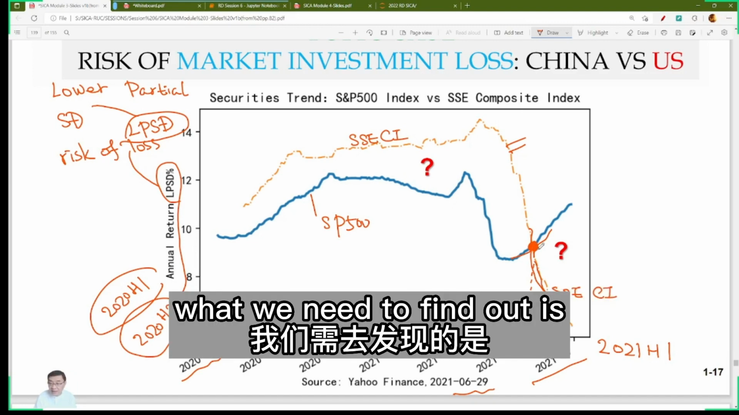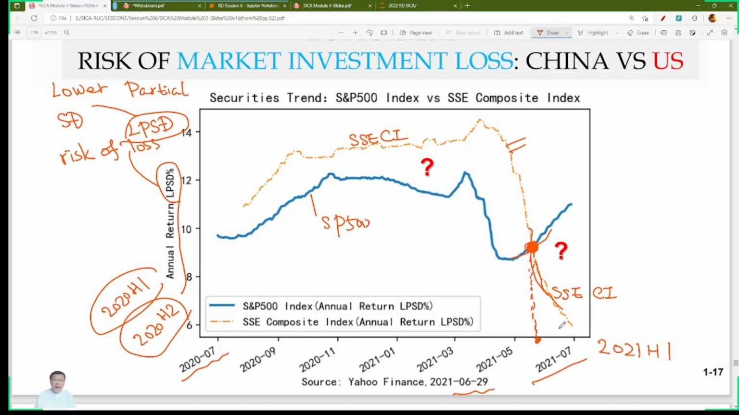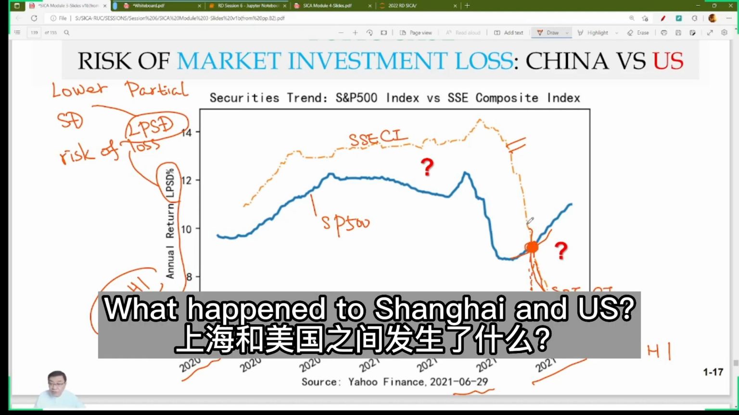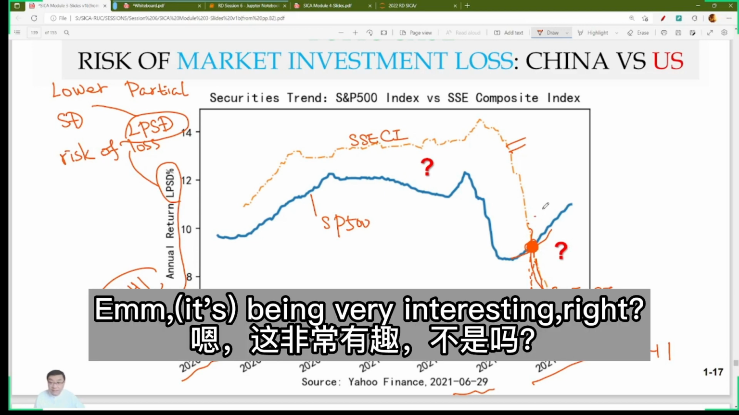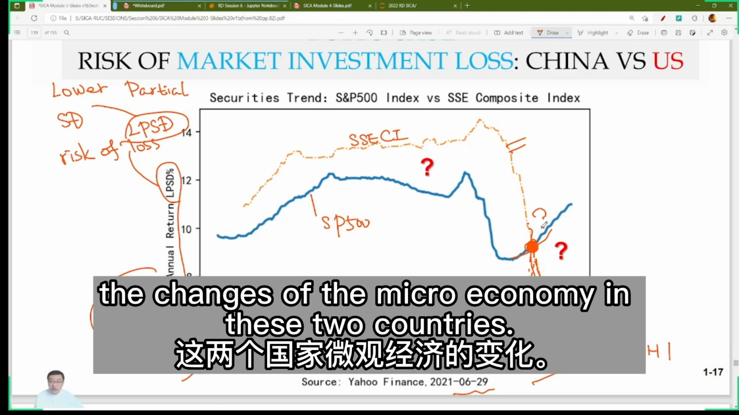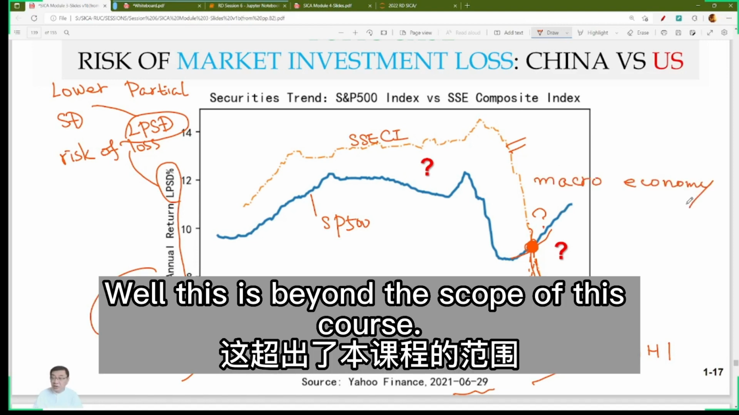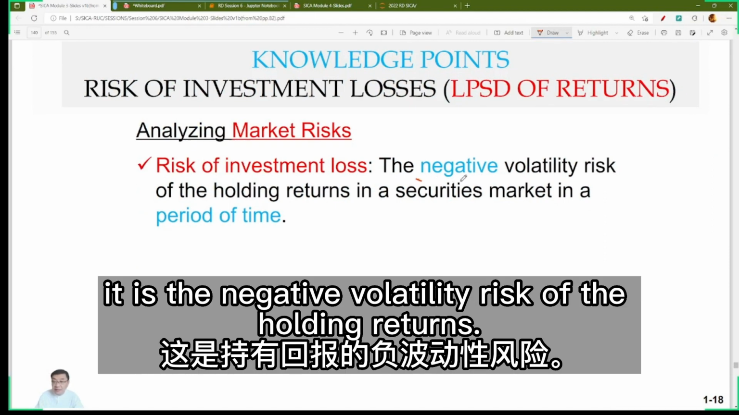So what we need to find out is, at the end of May 2021, what happened to Shanghai and US? Why did their sequence get reversed? It will be very interesting, right? We probably need analysis on the changes of the macroeconomy in these two countries. Well, this is beyond the scope of this course. The market risk is the negative volatility risk of the holding returns.